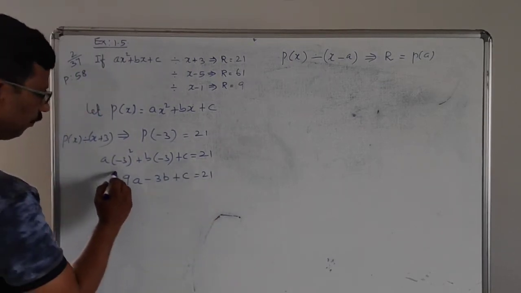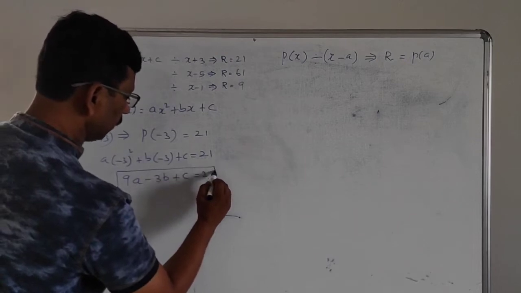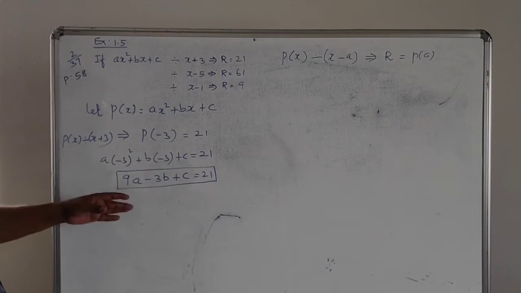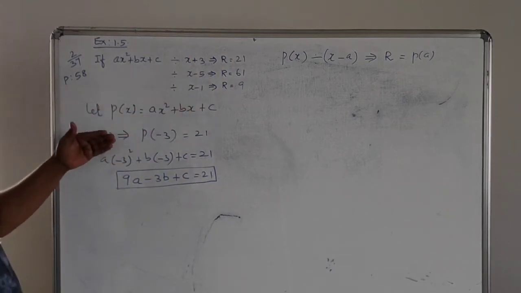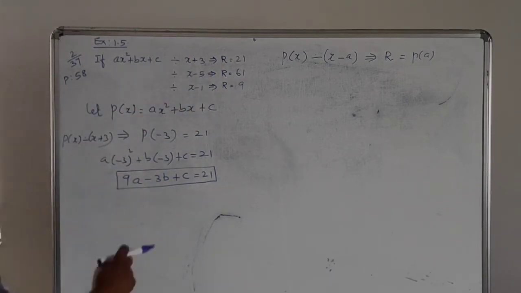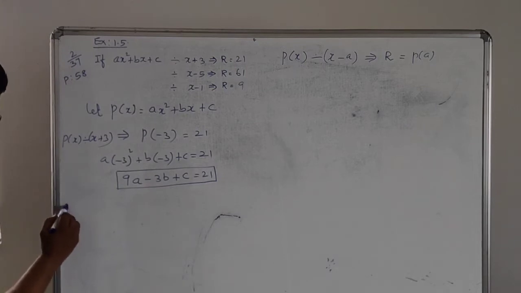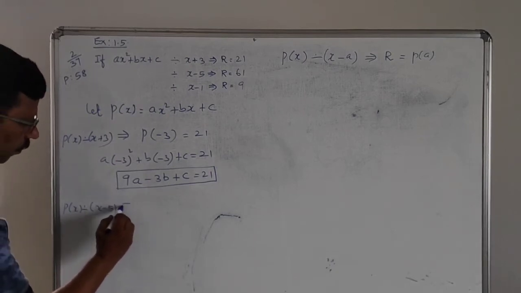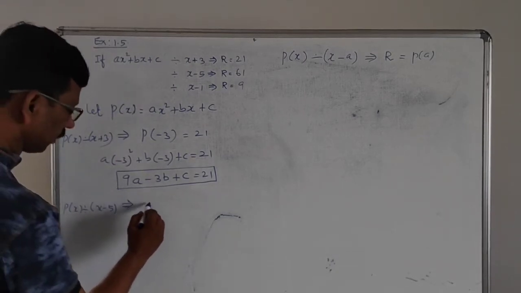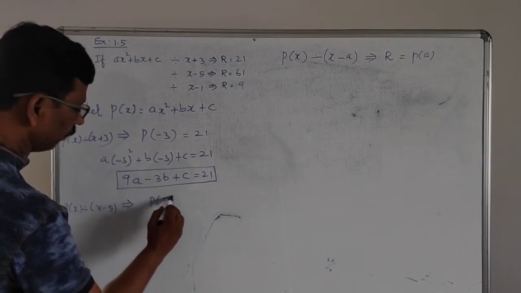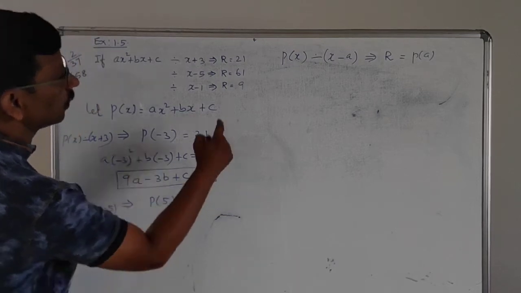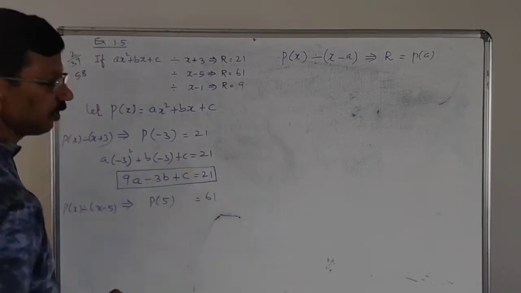Now, this is a linear equation of the variables a, b, c. Likewise, we have two more pieces of information. Similarly, we can find the other two equations. See, if you divide this p of x by x minus 5, the remainder is p of 5, which is given as 61.